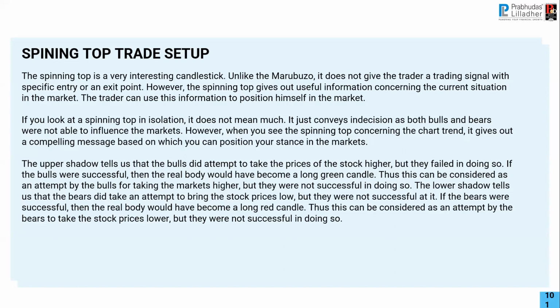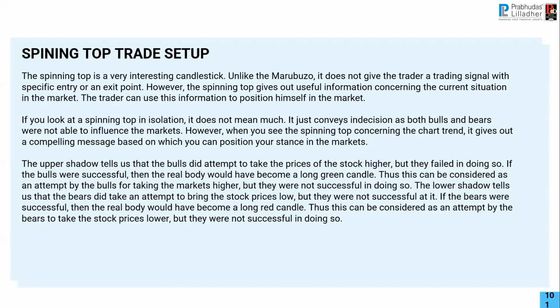So when you see a series of candlestick occurrences, and at the top of the move you see a spinning top, or at the bottom of this you see the spinning top, it indicates that now there is going to be active participation. So the upper shadow tells us that the bulls did attempt to take the price of the stock higher, but they failed in doing so. So what are we trying to say? That there is participation coming from both the bulls and the bears.